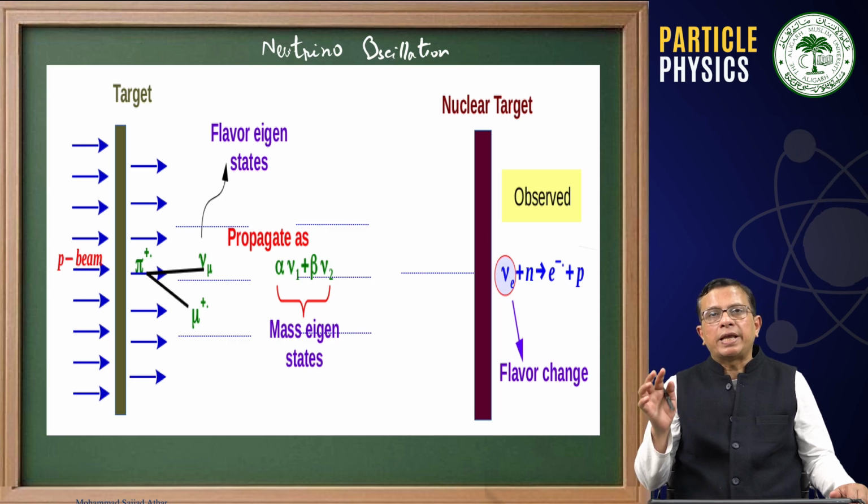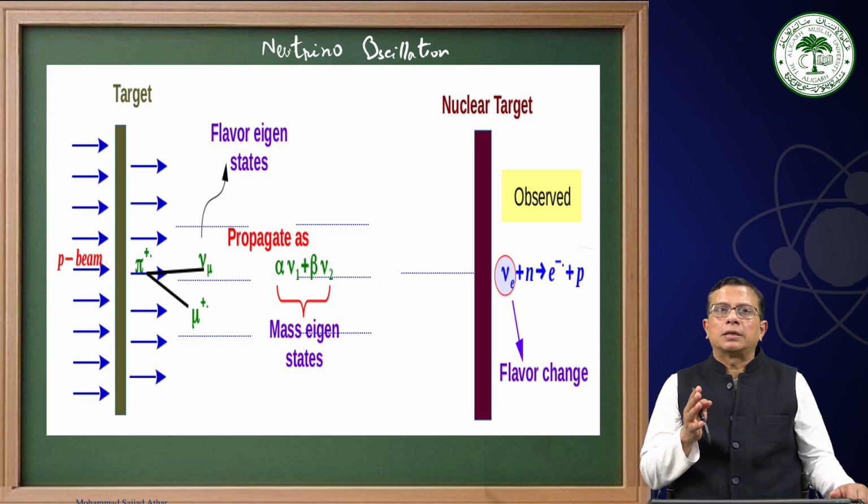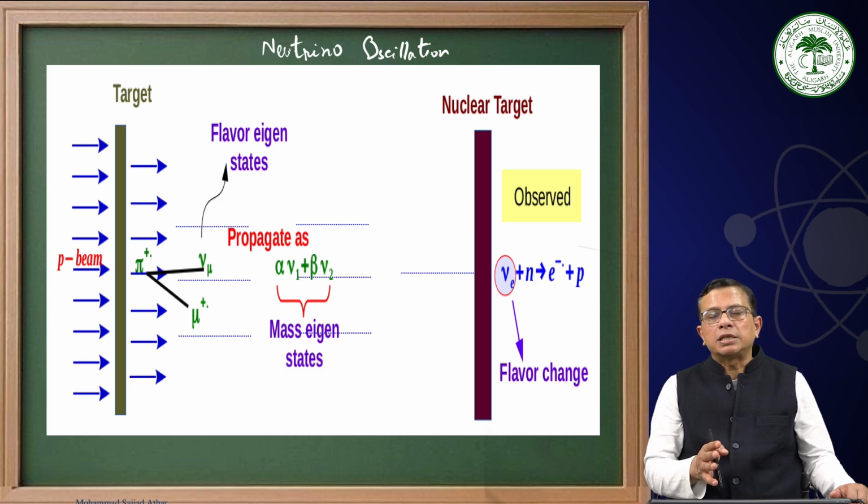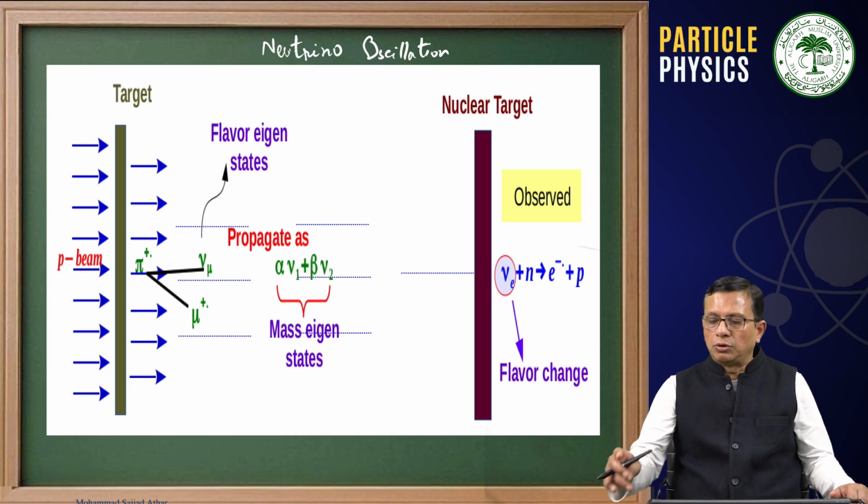we can place another detector at some distance. If we are looking at the disappearance in the signal, then the detector will be sensitive to detect muons. If we are looking for the appearance experiment, then the detector will be sensitive to detect electrons, for example. And today we shall talk about the two-flavor neutrino oscillation.